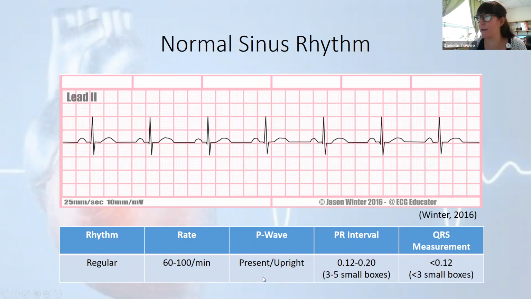We have upright and present P waves. We have PR intervals of anywhere from 0.12 to 0.2 seconds, so 3 to 5 small boxes. And we have a QRS complex measurement of less than 0.12, so less than 3 small boxes. But if it falls into all of those categories, it's considered normal.